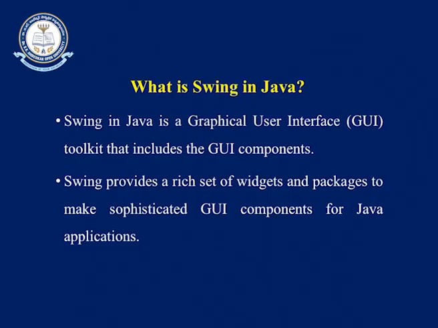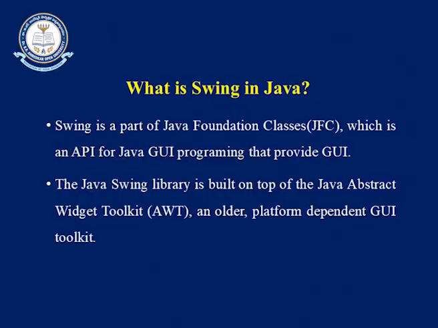That is why we have the Swing concept, where we have very good features compared to the AWT, and more components are added here when compared to the AWT. That is the importance of the Swing concept in Java. And Swing is a part of JFC, Java Foundation Classes. Here JFC is an API for GUI programming, and it has a rich library. Java Swing contains a rich library, and it is built on top of AWT. Nothing but all the AWT features are available, plus extra features are also added.